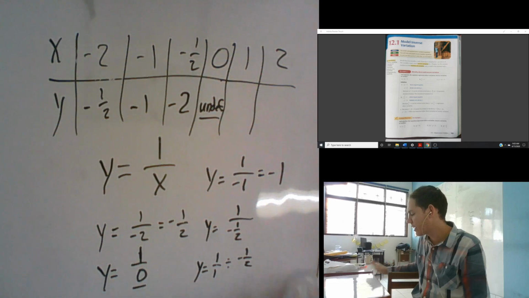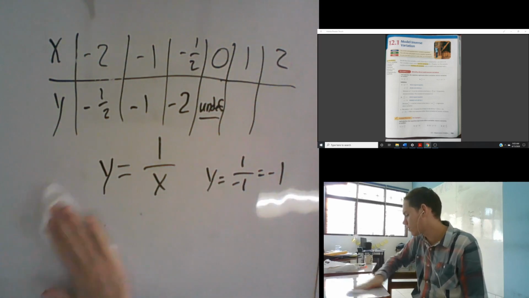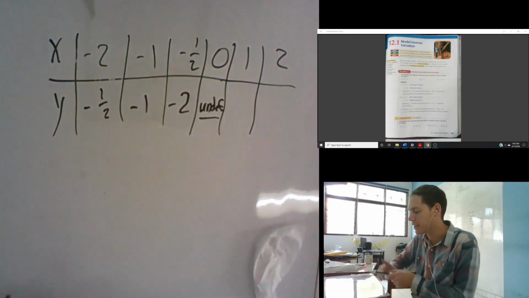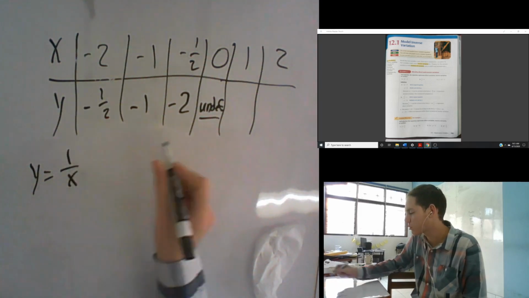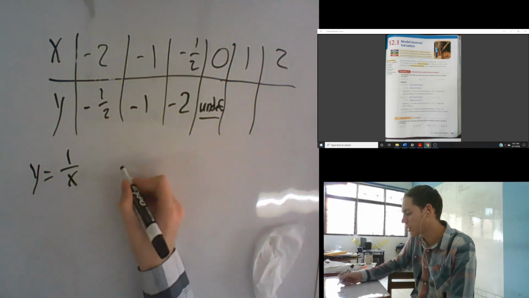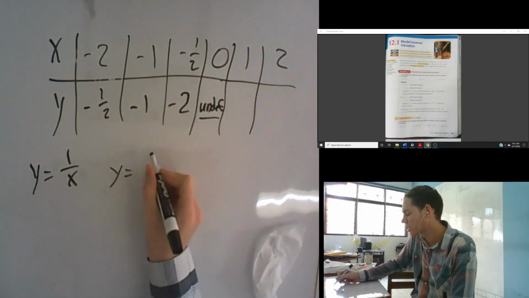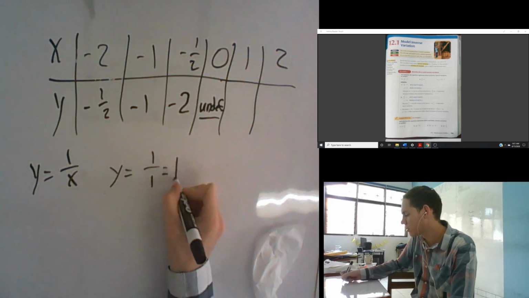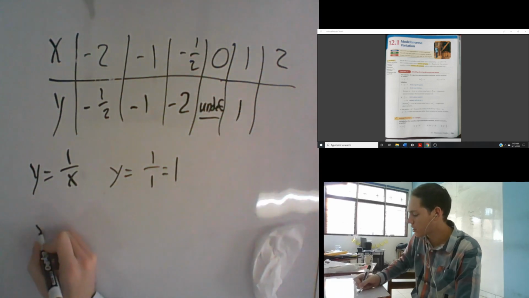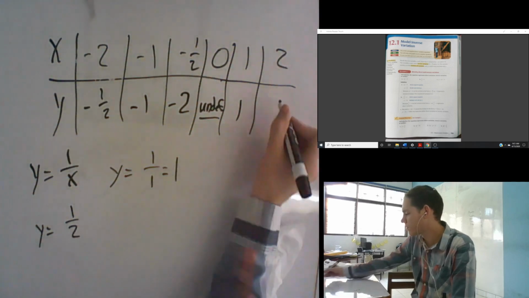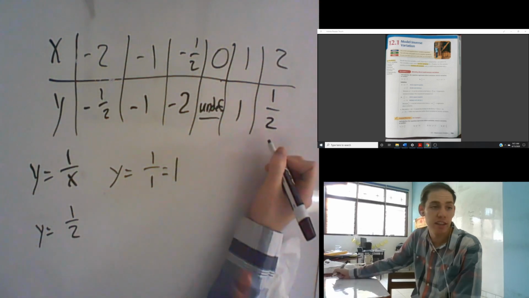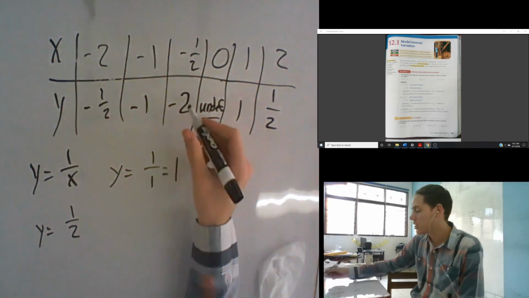Okay, and then if we plug in 1, all we're doing is plugging numbers into this function, y equals 1 over x. If we plug in 1 for x, we get 1 over 1. And if we plug in 2, y equals 1 over 2. So 1/2.